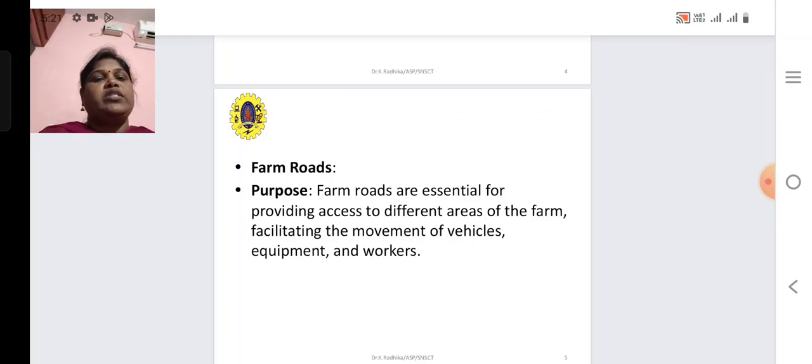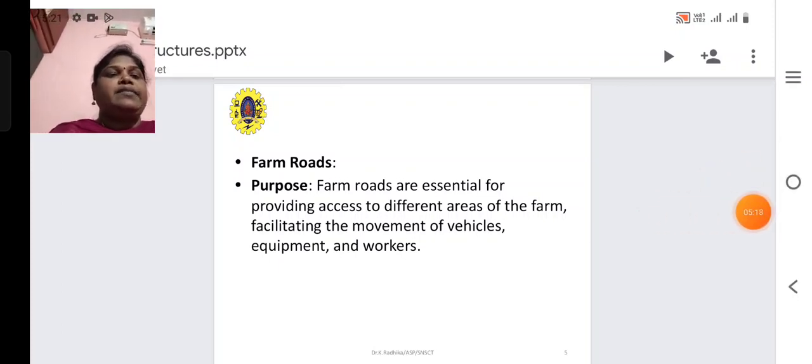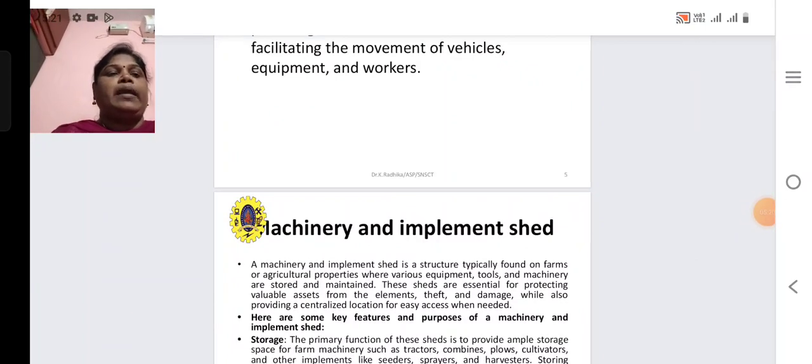Then farm roads. Some farm roads are constructed from our farm to the nearest market and road facilities, so that there is movement of vehicles, equipment, and workers between the different areas of the farm. So today's class we discussed some of the farm structures. Then in the next class we will discuss the machinery and implements.